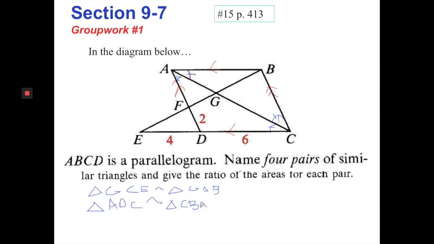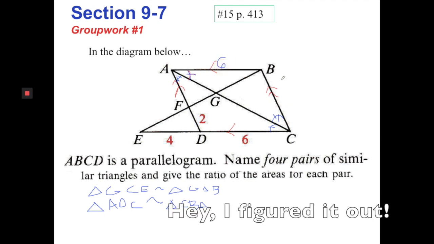Does that help us to get the ratio of areas? Well, let's see here. We don't know this side length. We don't know that side length. We don't know any of the sides of these triangles. Well, we know that this is 6. Oh, we know that this is 6 too. That could help us because it's a parallelogram. Nice.